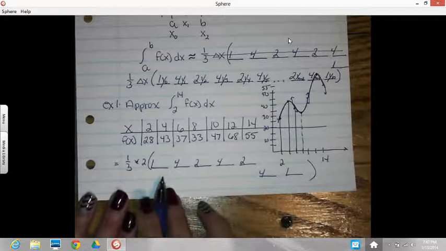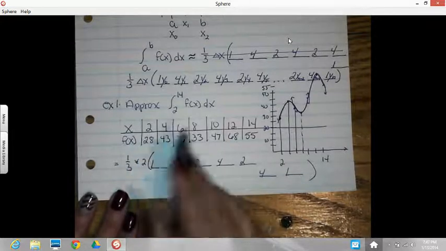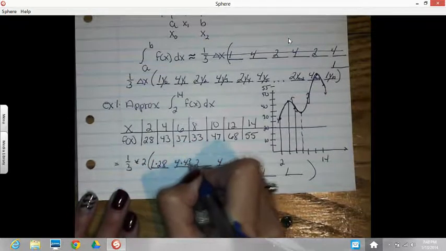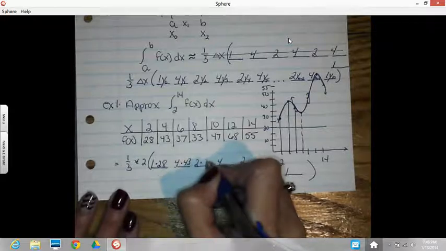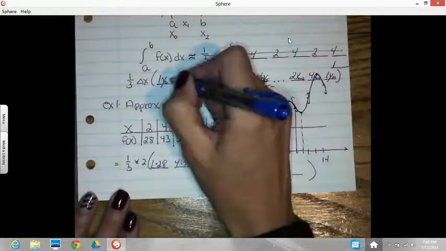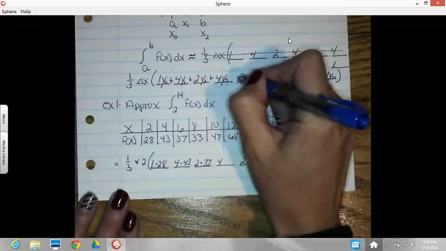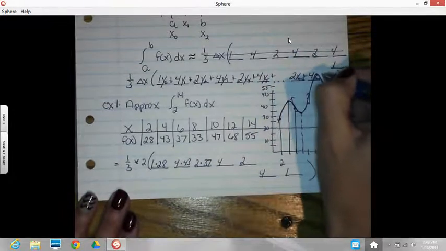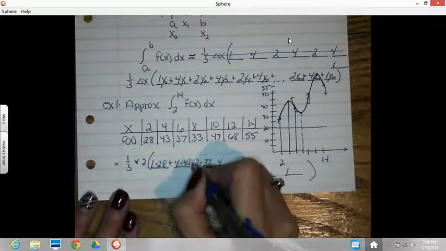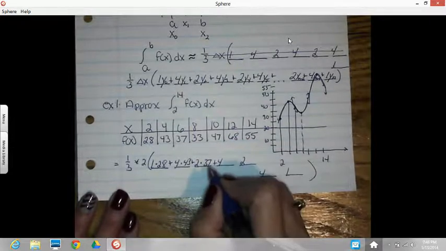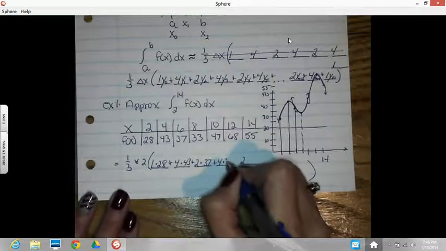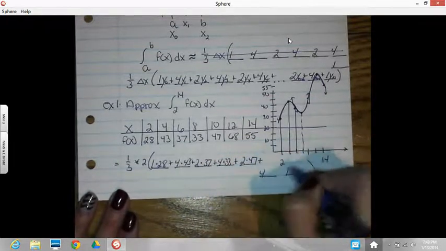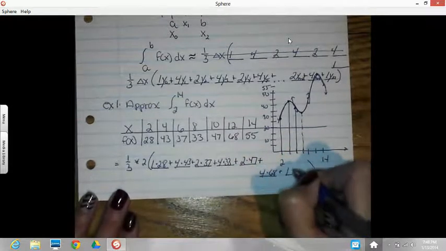Okay, now I just put the y values in order. First one was 28, so times 28. Times 43. Times 37. Oh, I forgot to put big old plus signs between all these terms. You're adding. So plus, plus, plus. Let's see, I was at 33. Plus 47. Plus 4 times 68. And plus 1 times the 55.